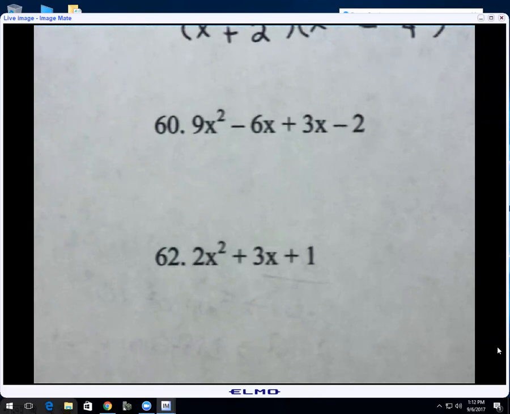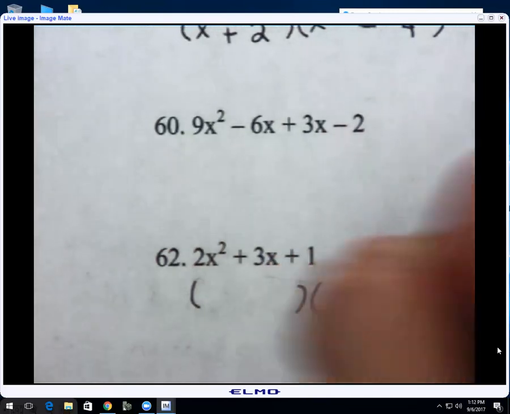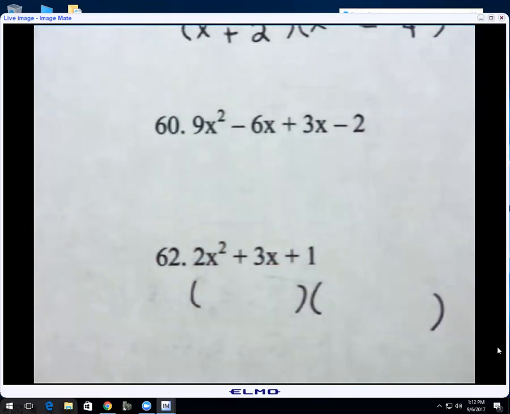Let me show you why I think this would be easy to do by trial and error. Trial and error is exactly what it sounds like. You put down 2 parentheses and play with it until it works out. If you like trial and error, you should probably work in pencil.